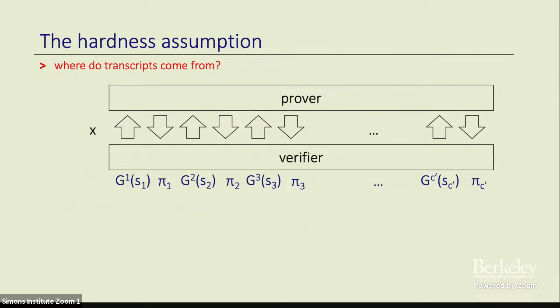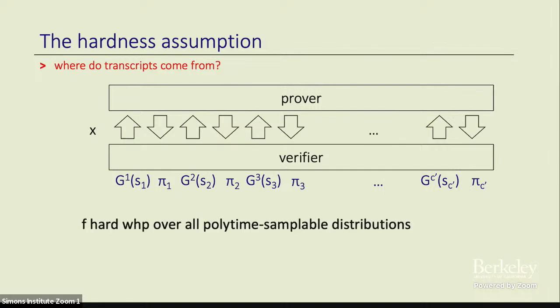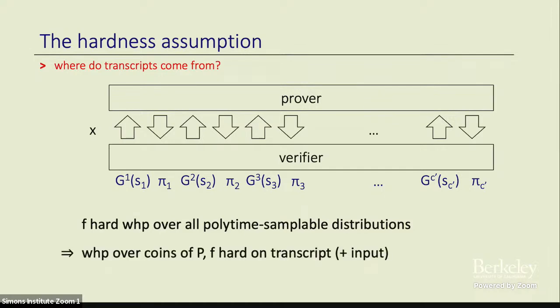So finally, now let's be precise about the hardness assumption. Where do transcripts come from in a doubly efficient argument system? Recall that the prover needs to come up with a bad input and a bad proof. So in that sense, the whole transcript of the argument system is going to be polynomial time samplable, because you can run the bad prover. So what we really want is that this hard function f is hard with high probability over all polynomial time samplable distributions.